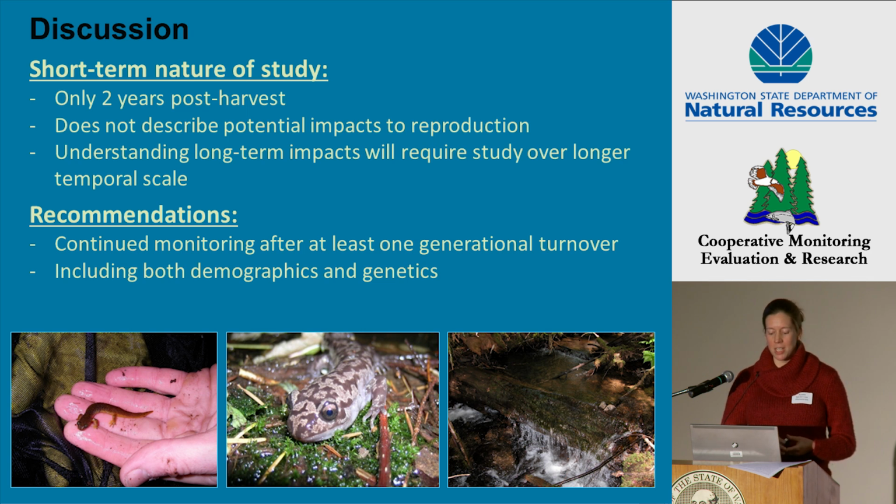So our recommendation is to continue monitoring after at least one generational turnover, and that monitoring should include both demographics and genetics. And as I mentioned, we are getting ready and setting the stage to initiate this sampling after a generational turnover starting this summer. So stay tuned, because to me, that's a very important part of the question: not were they still there 1 or 2 years after harvest, but what does that mean for their ability to maintain populations in those sites long term.